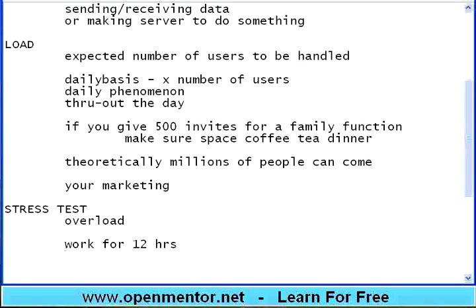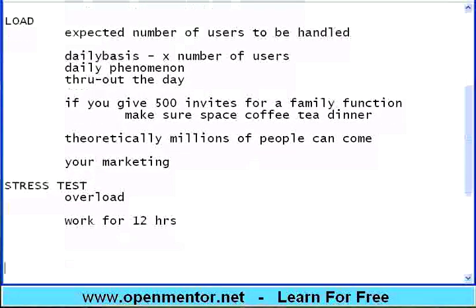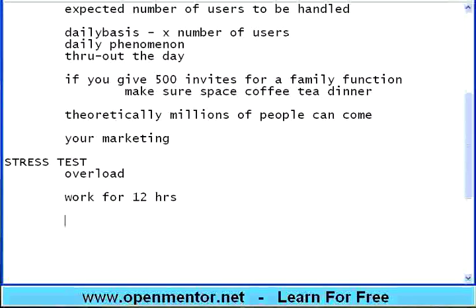Same way, you are expected to work for 5 days a week and I am asking you to work for 7 days a week, you may be overloaded. During the overloaded time, you may get problems. That is called stress. But stress happens for a shorter duration. Stress never happens throughout the day.